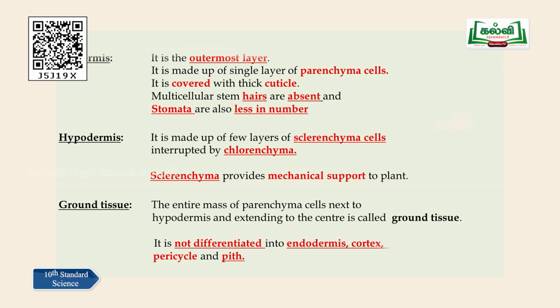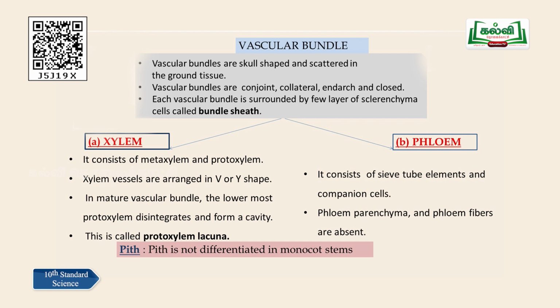Here the hypodermis is made up of sclerenchyma cells and chlorenchyma cells, and the sclerenchyma cells provide mechanical support to the plant. The ground tissue is the entire mass of parenchyma cells next to the hypodermis extending to the center, and it is not differentiated into endodermis, cortex, pericycle or pith. So, this is all about the ground tissue. Now, the vascular bundle we will try to analyze in detail.